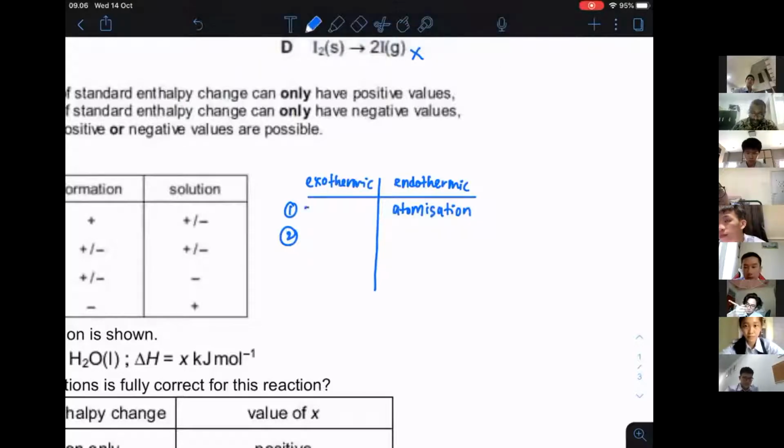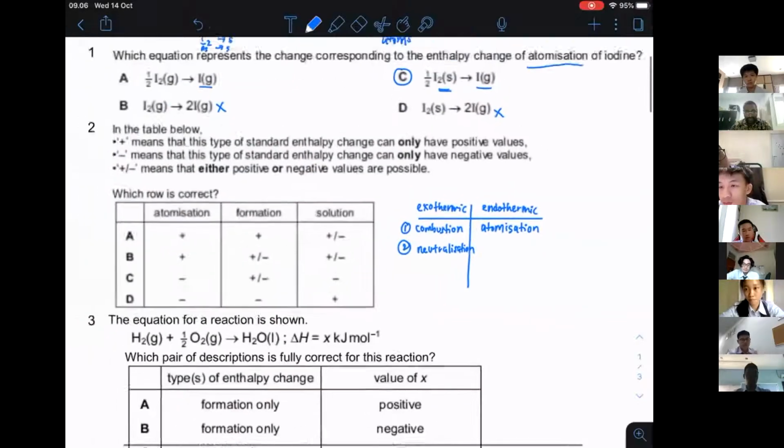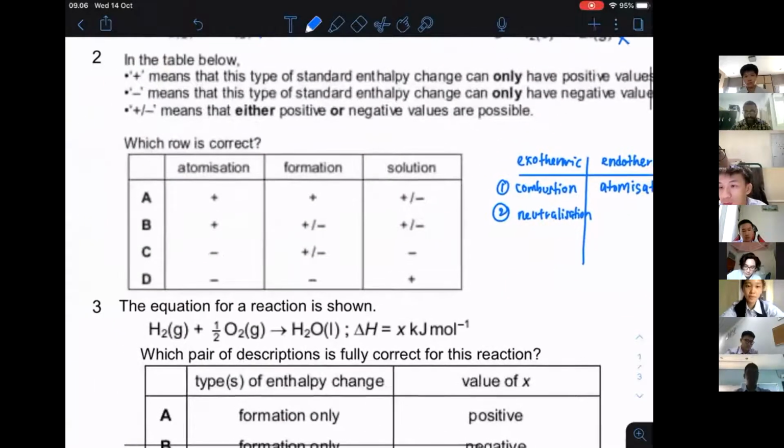Combustion. Yes, combustion. Another one, I'll give you an idea: acid and base, acid and alkali. Neutralization. Yes. So these 2 enthalpies, they are always exothermic. So in order to answer this question, which row is always correct?